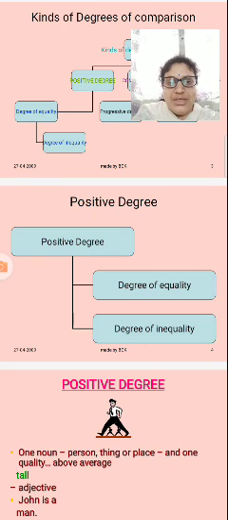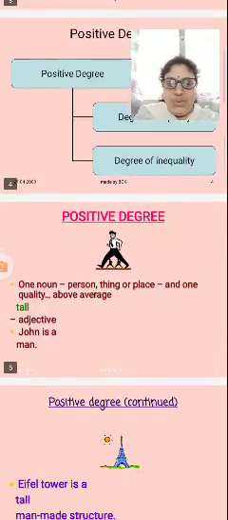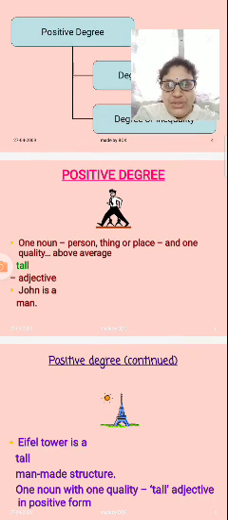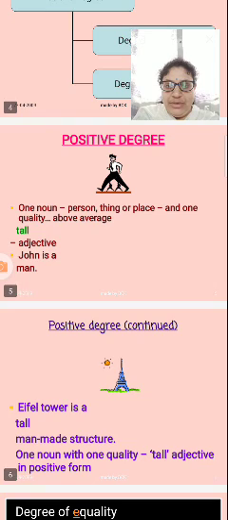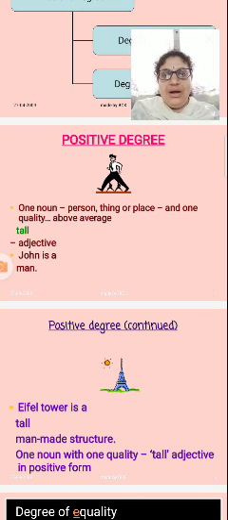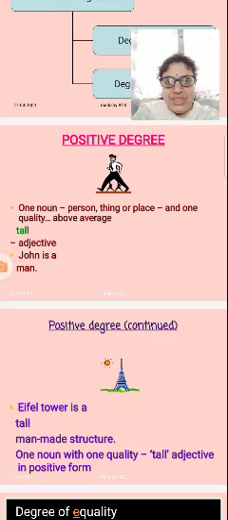Degree of equality and degree of inequality. Positive degrees are degree of equality and degree of inequality. So positive degree involves one noun, person, thing or place, and one quality. So we are showing that, right? The word tall shows the positive degree. I already showed it here in the picture. Tall is the positive degree.